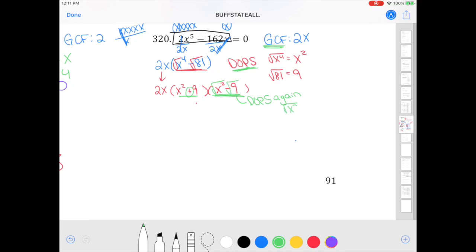So I'm going to take the square root of x squared and the square root of 9 off to the side, and the square root of x squared is x. The square root of 9 is 3. Okay, so my setup for DOPS, 2 sets of parentheses, one with a plus and one with a minus. I'm going to get x plus 3 and x minus 3. Now, these 2 pieces in the beginning could not be factored again, but they are still part of our factoring, so they're going to come down.